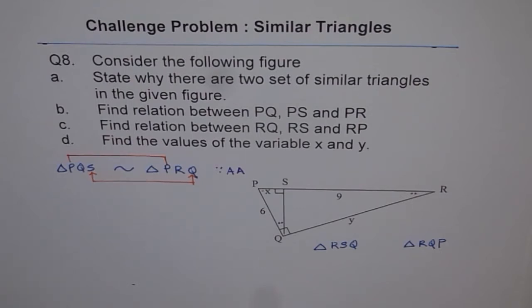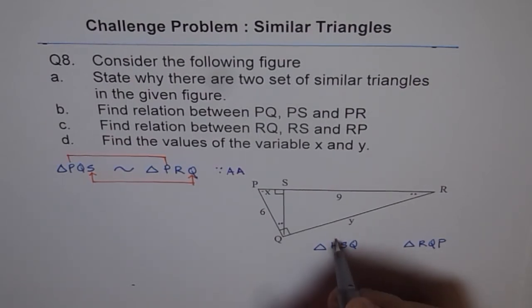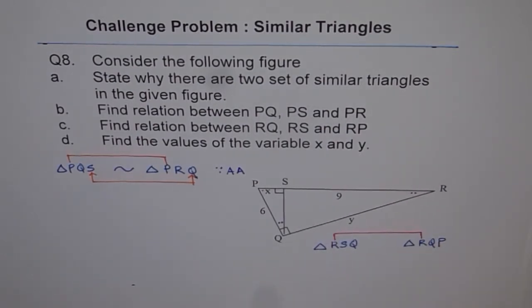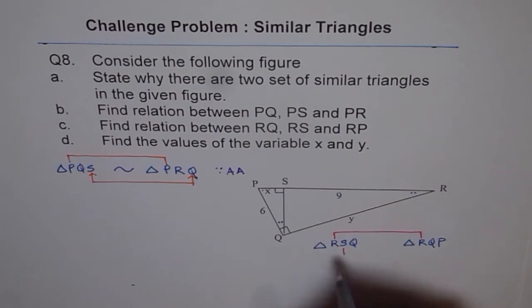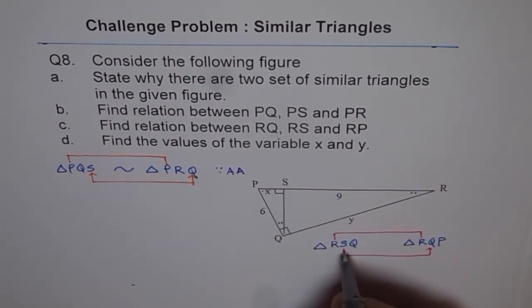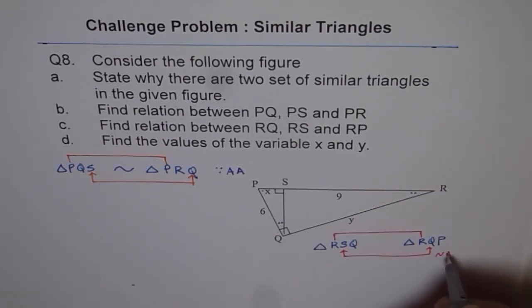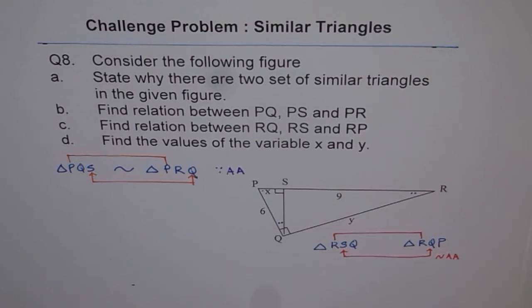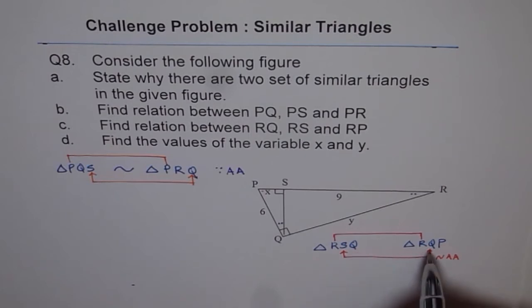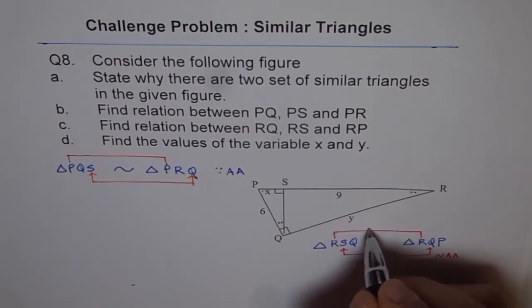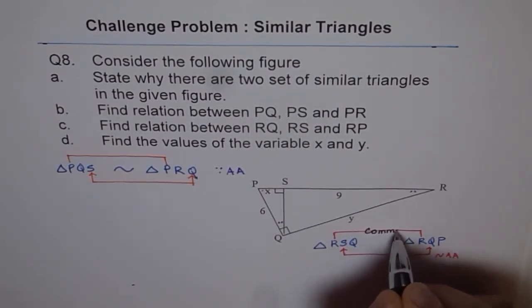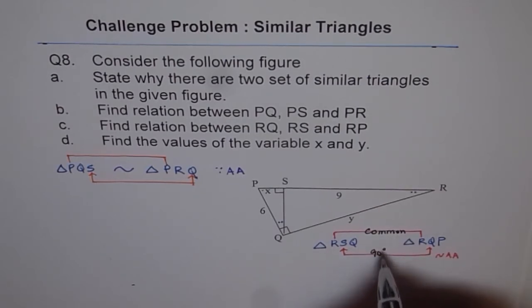Now, here in these two triangles, what you notice is that angle R is common, right? Angle R is common. It is same. And angle S and angle Q are 90 degrees. So they are also same. So from AA, two angles, right? So they are similar because of the AA property, right? So we know angle Q is 90 degrees and angle R, these are common angles, right? And these are 90 degrees, correct?